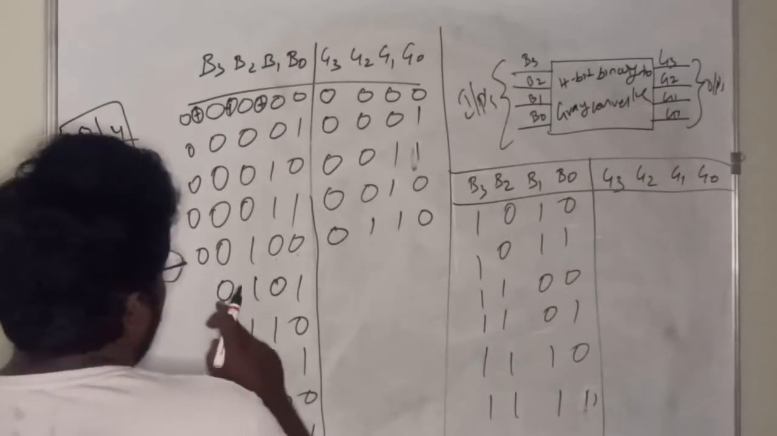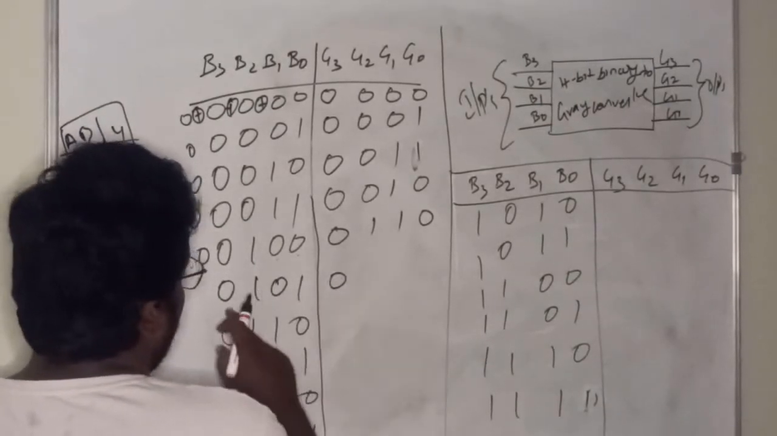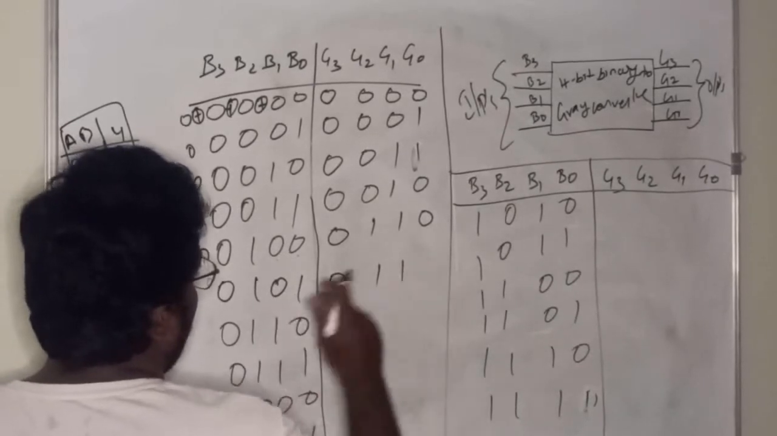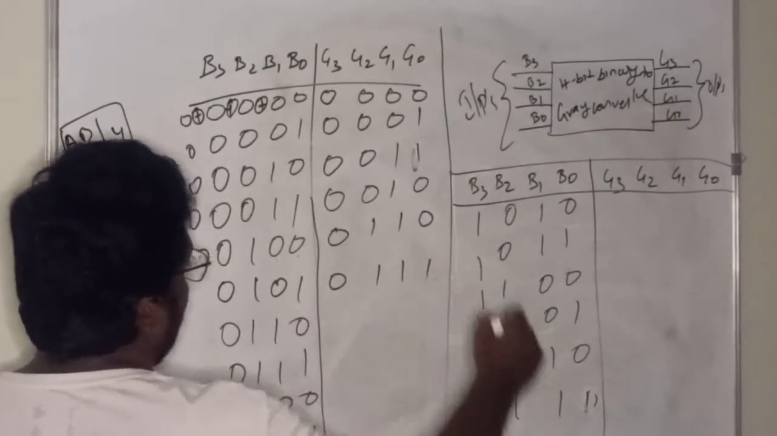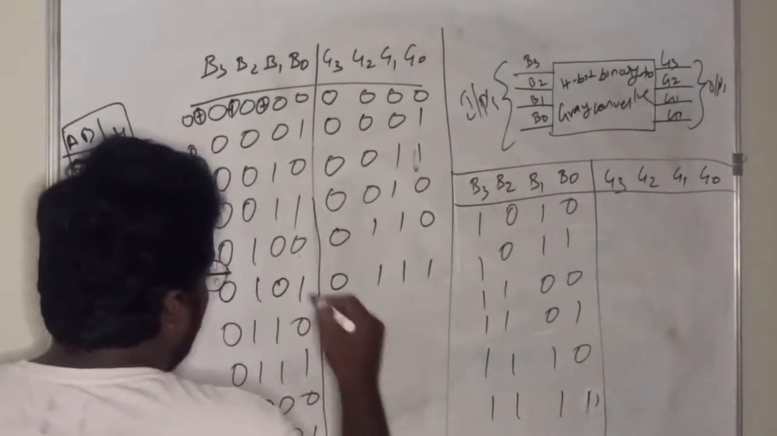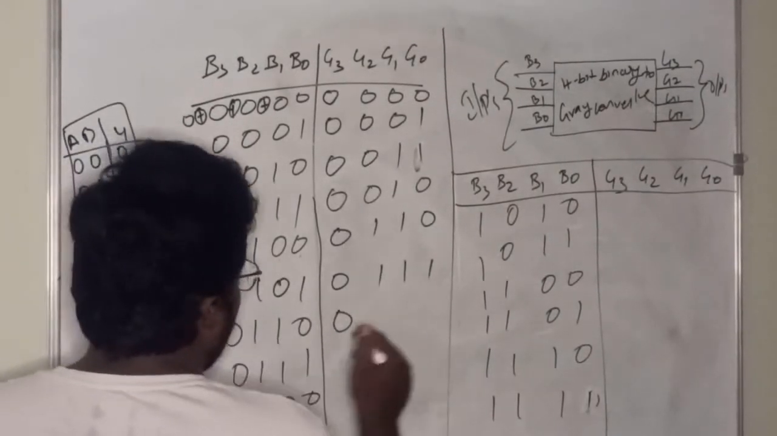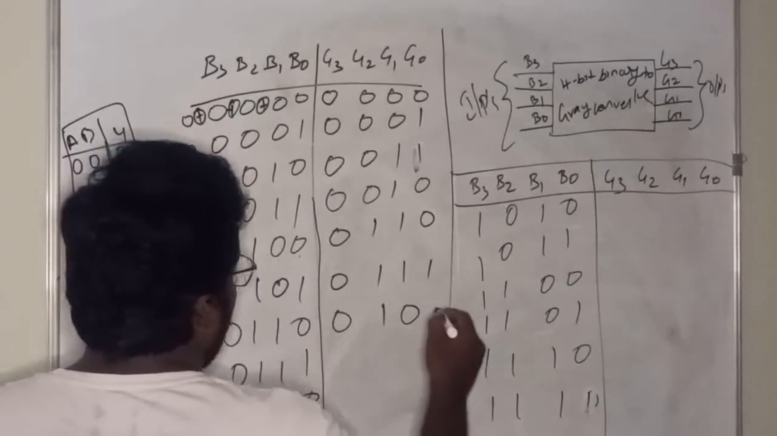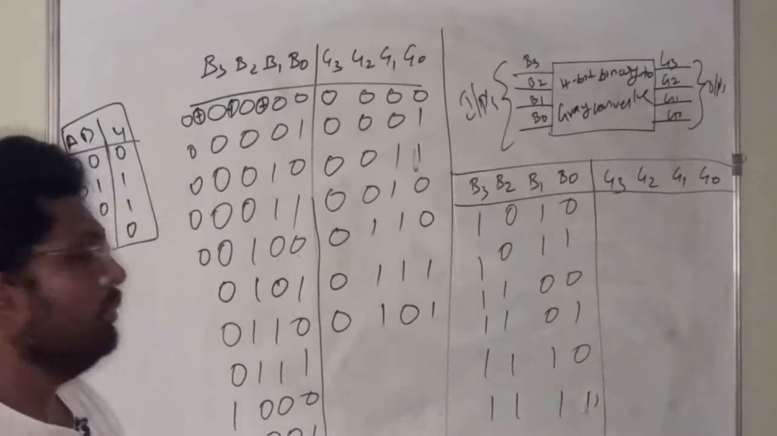So next one, 0 XOR 0 will become 0, 0 XOR 1 will be 1, 1 XOR 0 will be 1, 0 XOR 1 will be 1. Next one is 0 XOR 0 will be 0, 0 XOR 1 will be 1, 1 XOR 1 will be 0, 1 XOR 0 will be 1.